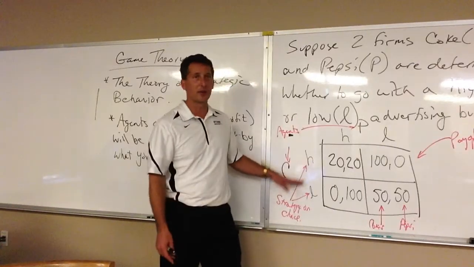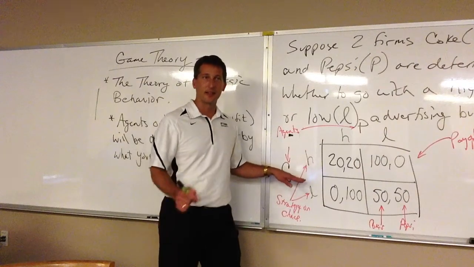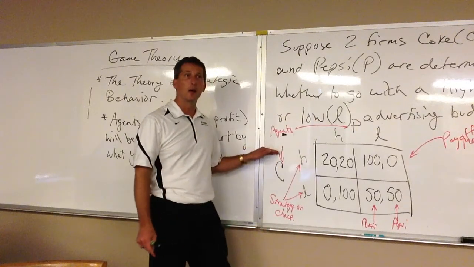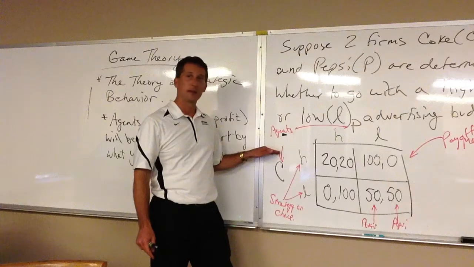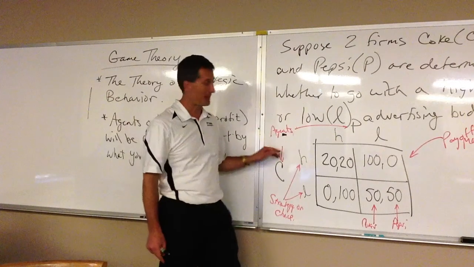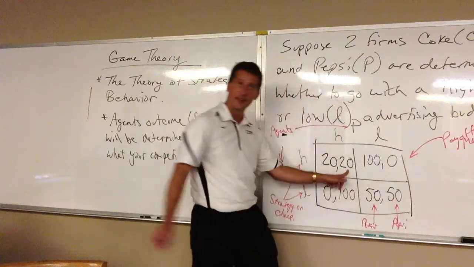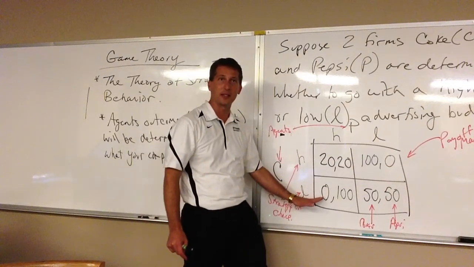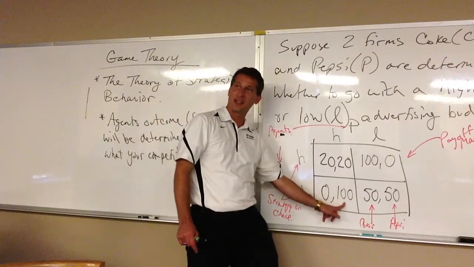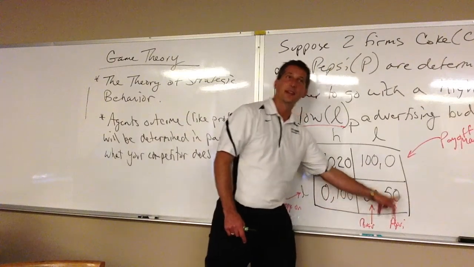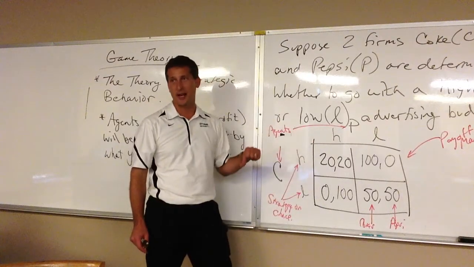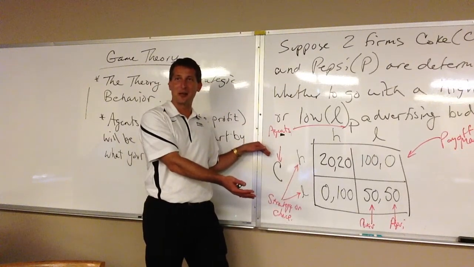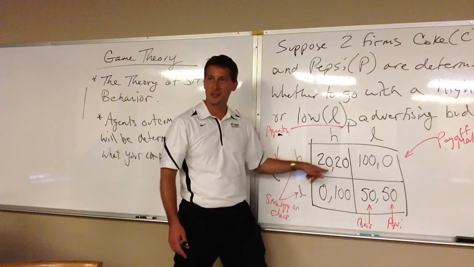Now, work with me the other direction, which your eyeballs are going to need a little training for. So now wear your Pepsi cap. Take off your Coke cap, put on your Pepsi cap. If Coke goes high, what should Pepsi do? Go high, because 20, second entry, is greater than zero. If Coke goes low, what should Pepsi do? High, because 100 is greater than 50. So Pepsi also has a dominant strategy of choosing high. Therefore, we would predict our most likely outcome is high and high, 20 and 20.